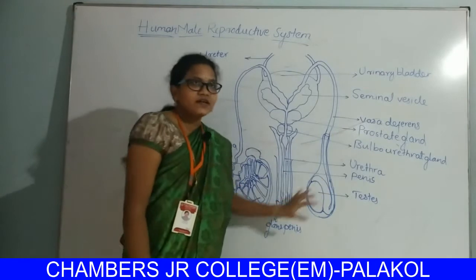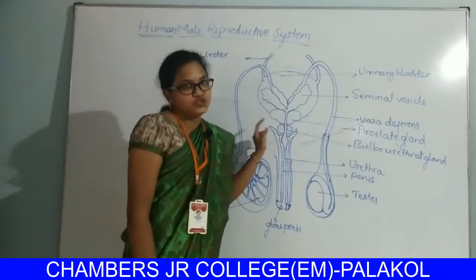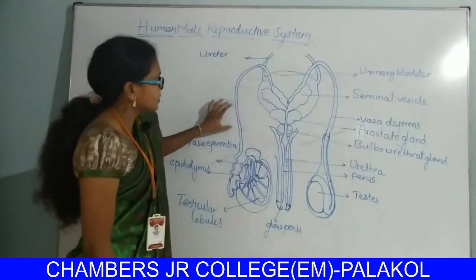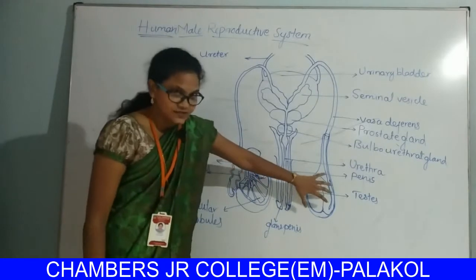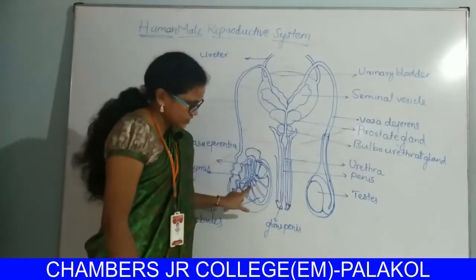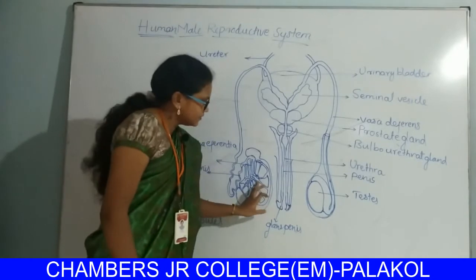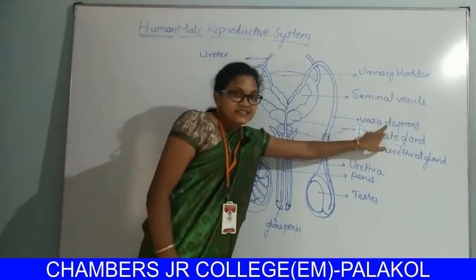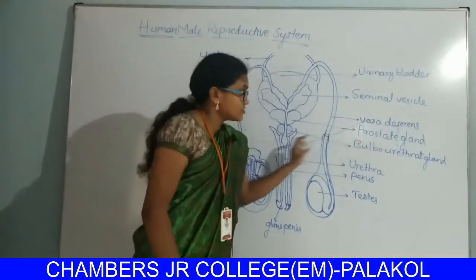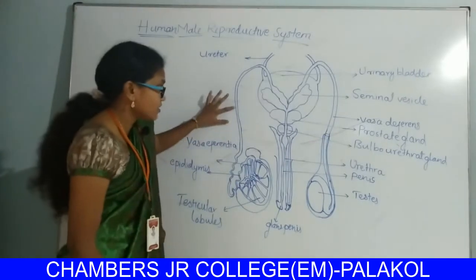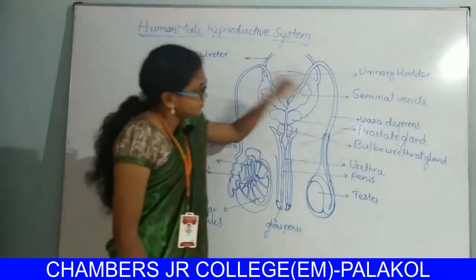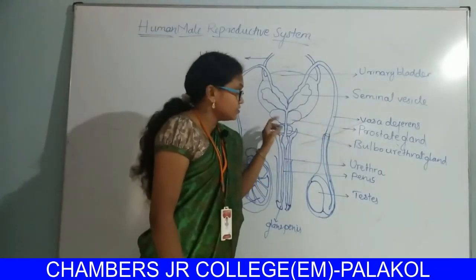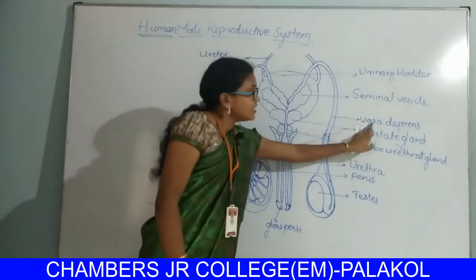This is the whole diagram of the male reproductive system of human. So let's see. In the male reproductive system, two testes are there, a pair of testes. And these long tubes are called vasa deferens. Two vasa deferens.